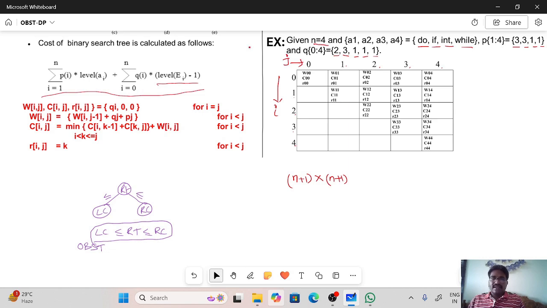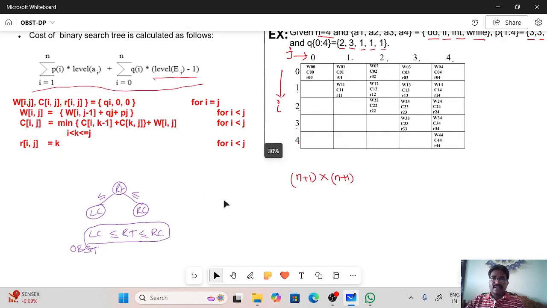For each cell, we are going to calculate 3 values. One is the weight, nothing but W of ij: W of 0,0, W of 1,1, W of 2,2, W of 3,3, W of 4,4. And also for each cell, the cost: what is the cost? Binary search tree cost, C of 0,0, C of 1,1, C of 2,2, and so on.